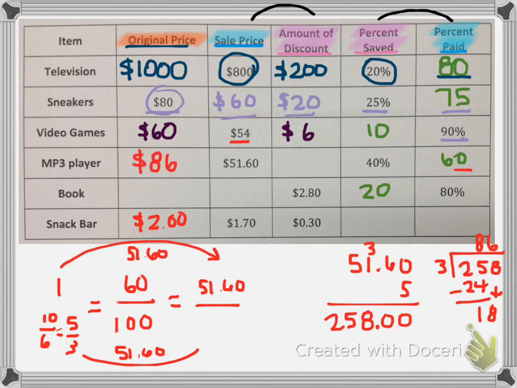I'm running out of time, so I'm going to finish this up. 86 minus the 51.60 will give me my amount of discount, so I could fill that in as well. Well, I'm going to have to make a second part to finish this up, but I'll start from here, and we'll see if we can get the book and the snack bar as well. I've learned about my YouTube limitations, so before we get stuck, I'll see you on part 2.